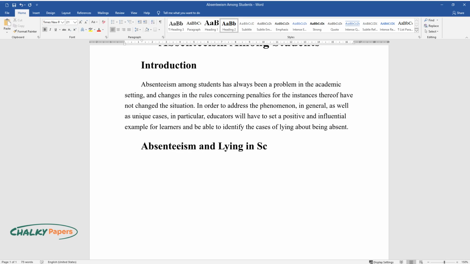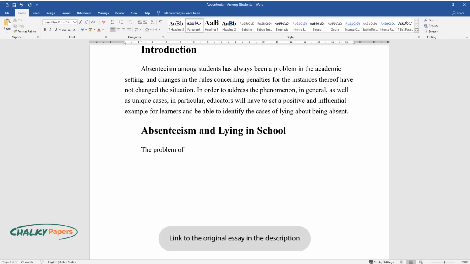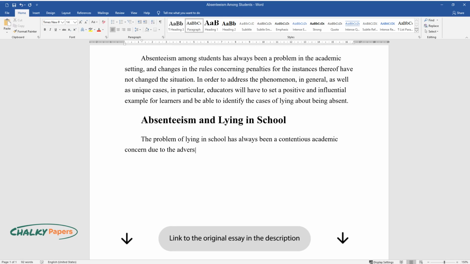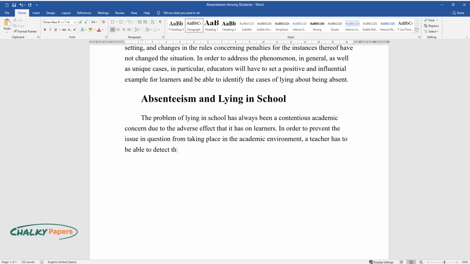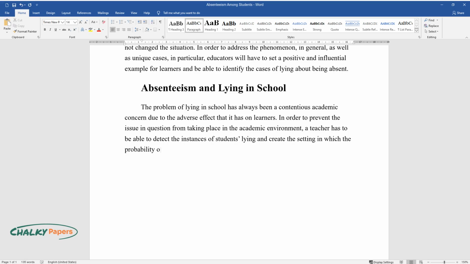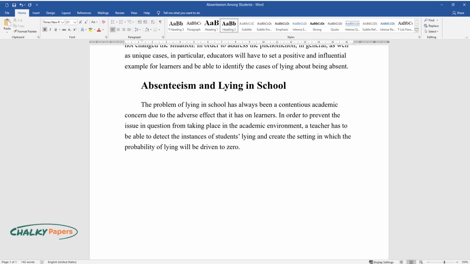Absenteeism and lying in school. The problem of lying in school has always been a contentious academic concern due to the adverse effect that it has on learners. In order to prevent the issue in question from taking place in the academic environment, a teacher has to be able to detect the instances of students lying and create the setting in which the probability of lying will be driven to zero.